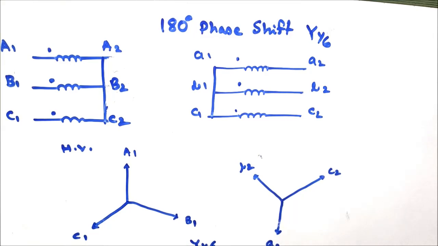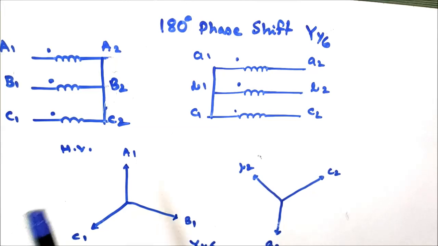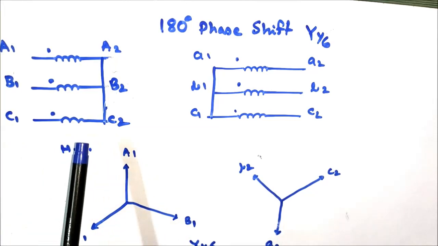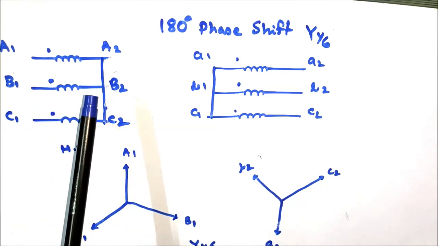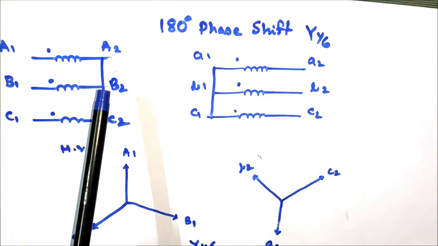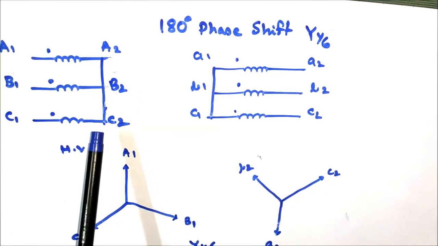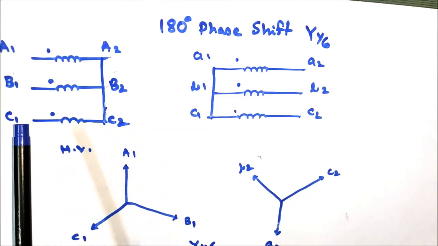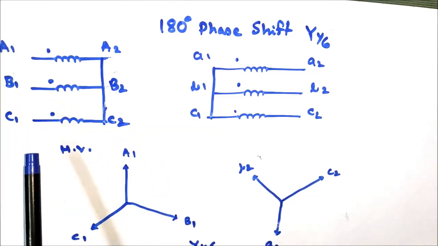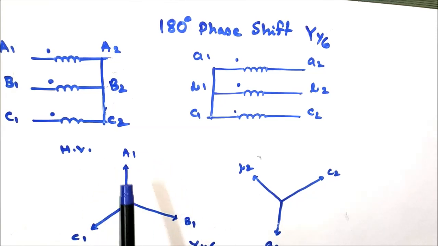Now another connection, that is a 180 degree phase shift of the LV side induced EMF from the HV side induced EMF. The vector group is Yy6. Here in case of the HV side winding, the coil connections are the same as the previous, that is A2, B2, C2 are shorted together to form the neutral of the HV side star connection, and the connection terminals are A1, B1, C1. These are the phasor diagram.